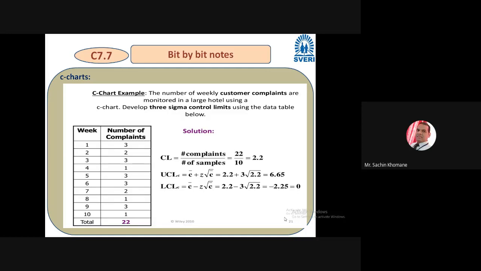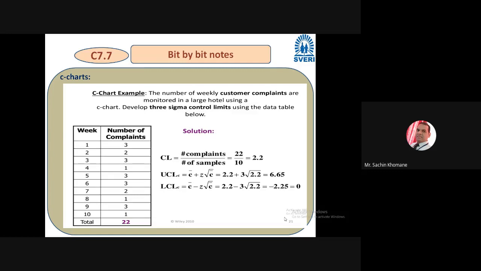So this is an example. The number of weekly customer complaints are monitored in a large hotel using a C chart. Develop a 3 sigma control limit using the data table below. 3 sigma means we are taking 3 as the value for standard deviation, right? So that 3 value they are telling. This is additional data, don't worry about it. For all the examples, the z value you have to take as 3. This is, I think, the fourth chart we are discussing.